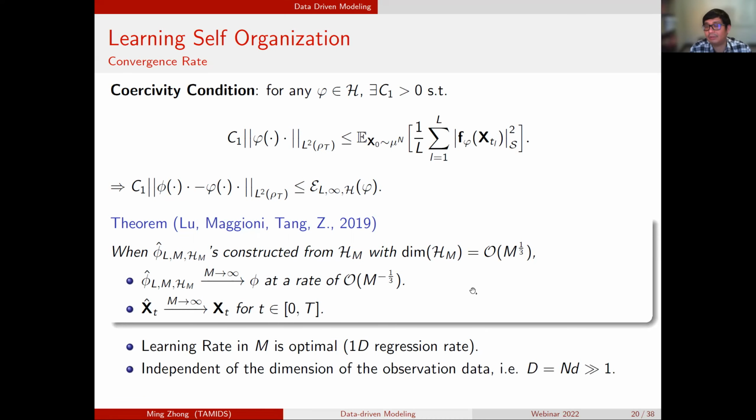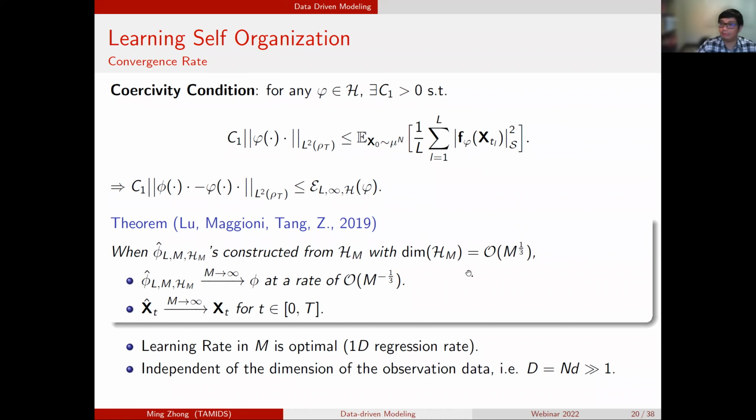And I want to also mention that our learning rate is independent of the dimension of the observation data, which is capital D. That's because all of the observation data is capital X. So that dimension is really large. However, our learning rate does not deteriorate when you fit it with larger observation data, either by increasing the number of agents or the length of each state vector. In either case, we will maintain the same learning rate.